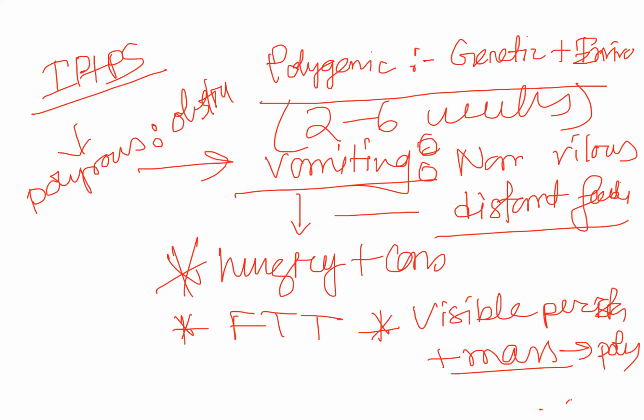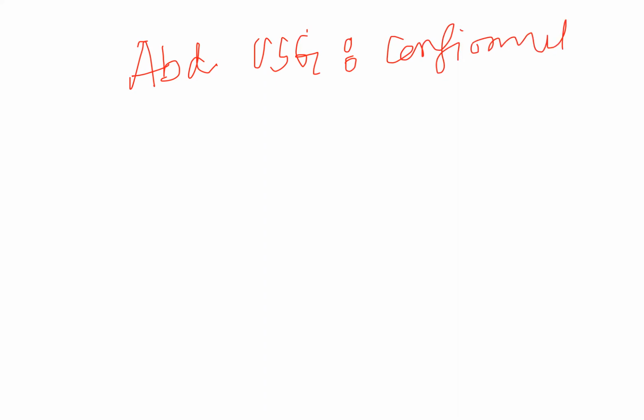So this is the clinical presentation. When you clinically suspect your child could have IHPS, infantile hypertrophic pyloric stenosis, you have to do some investigations. The investigation of choice is ultrasound, which is confirmatory, and it will show that IHPS is there. But before that, the most important investigation is urea and electrolytes.